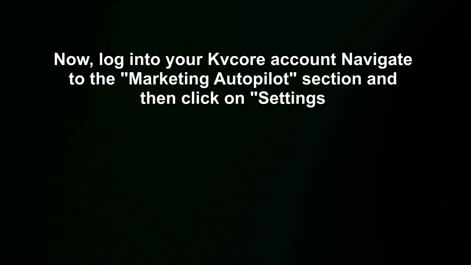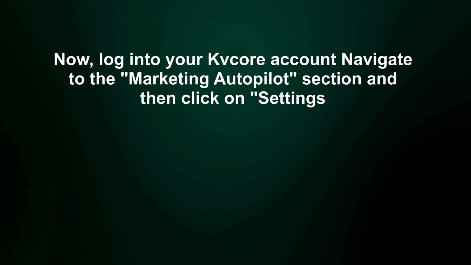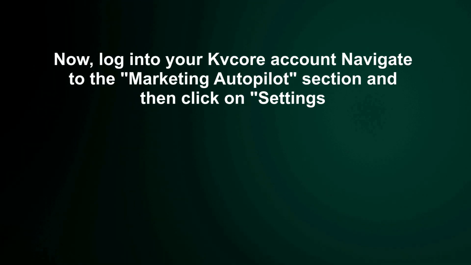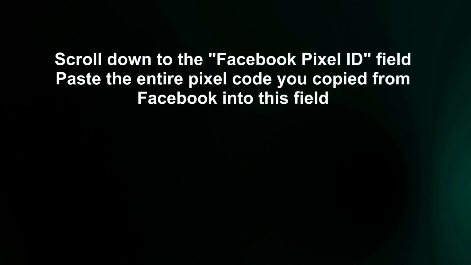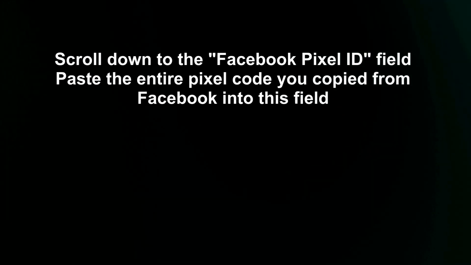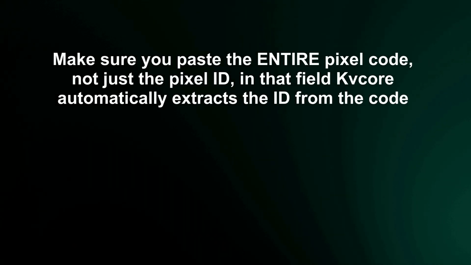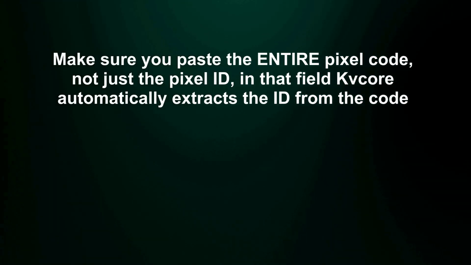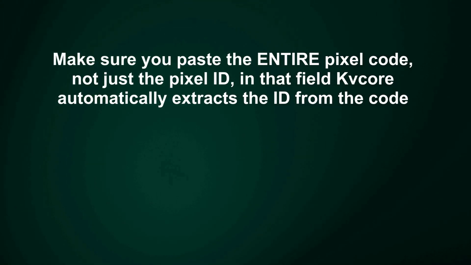Now, logged into your Kvcore account, navigate to the Marketing Autopilot section and then click on Settings. Scroll down to the Facebook Pixel ID field. Paste the entire pixel code you copied from Facebook into this field. Make sure you paste the entire pixel code, not just the pixel ID. In that field, Kvcore automatically extracts the ID from the code.